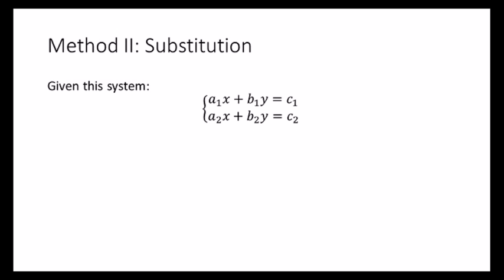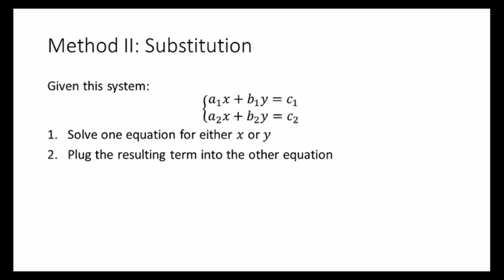The second method is through substitution. Substitution is basically where you solve either equation, it doesn't matter which one, for either variable. Again, it doesn't matter which one, just look at them and figure out which one you think will be easiest. Once you've solved, you get an expression that says, say, x equals something in terms of a1, b1, y, and c1. You would then take that x and plug it into the other equation in place of the x.